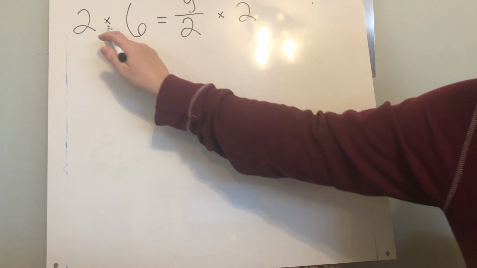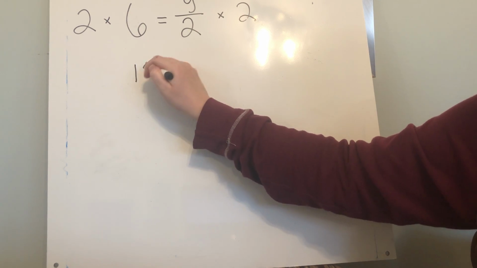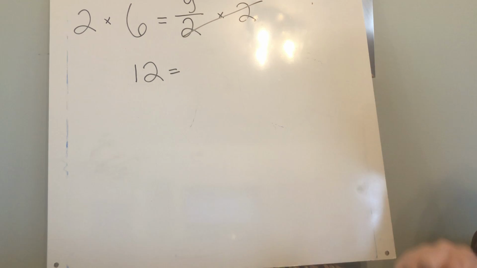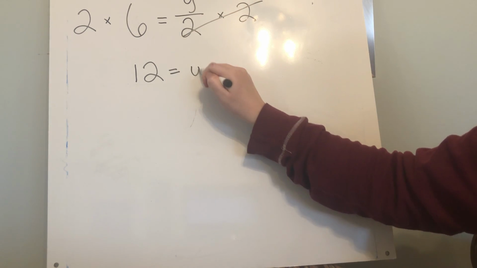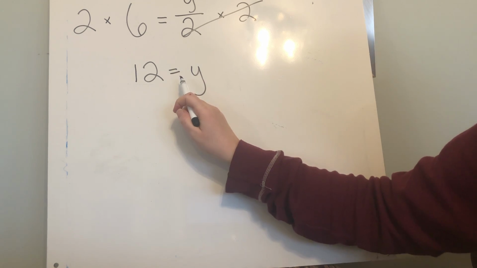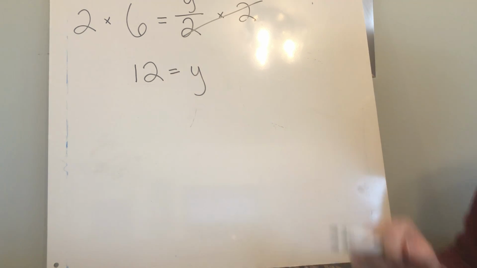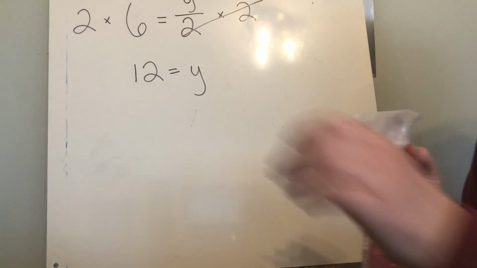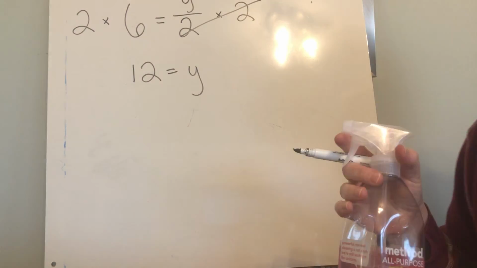Okay. 2 times 6 gives me 12. These 2's cancel out, telling me that my answer is y is equal to 12. Okay? Let's look at that same equation, but we're going to throw some fractions in there instead of whole numbers.